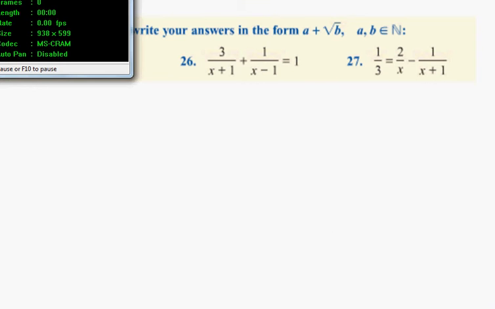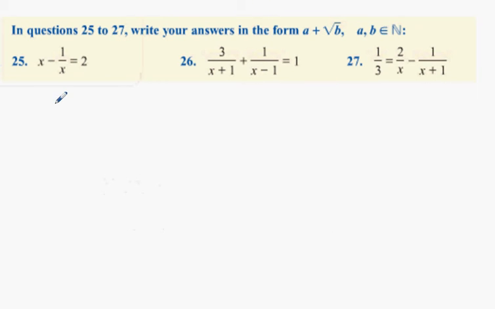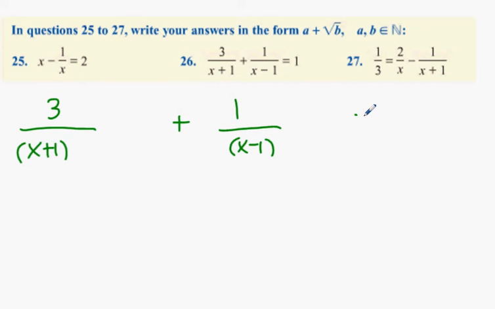So in question 26 here, what you have is 3 over x plus 1, and then you have plus 1 over x minus 1, and that equals 1 over 1 if you want to put it that way. Okay, now this 1 over 1, we're going to need a bit more space to the right of it. Now can anybody tell me what denominator will we put beside the x plus 1?